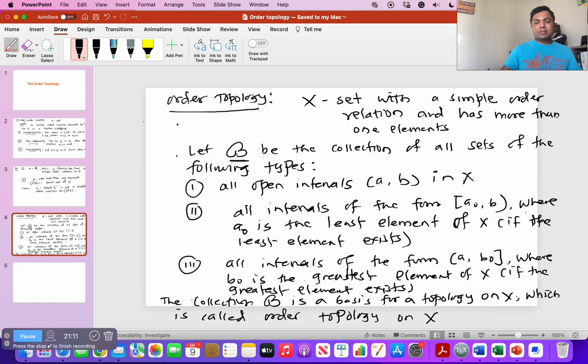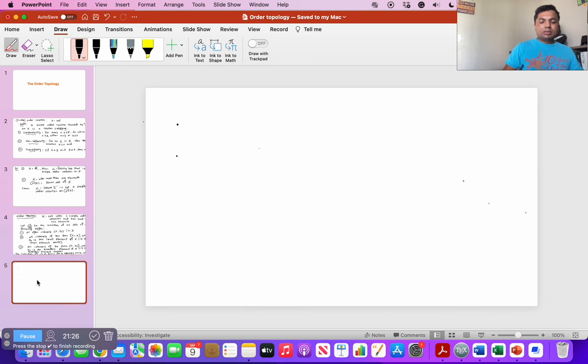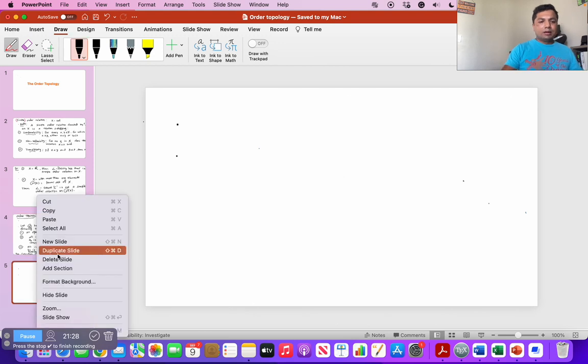is called the order topology on X, and these are the elements of this basis script B. Now let me give you a couple of examples of the order topology in the given set X. Okay.